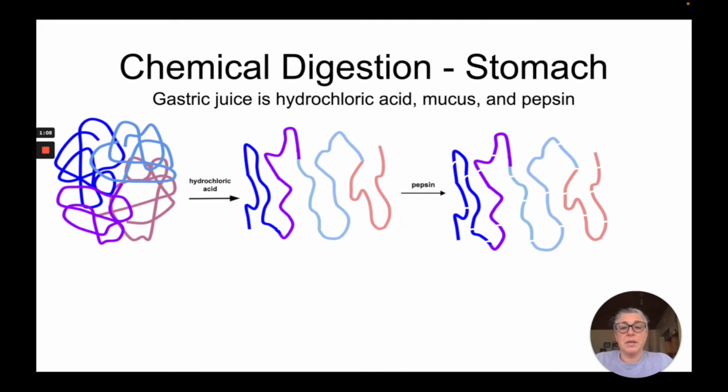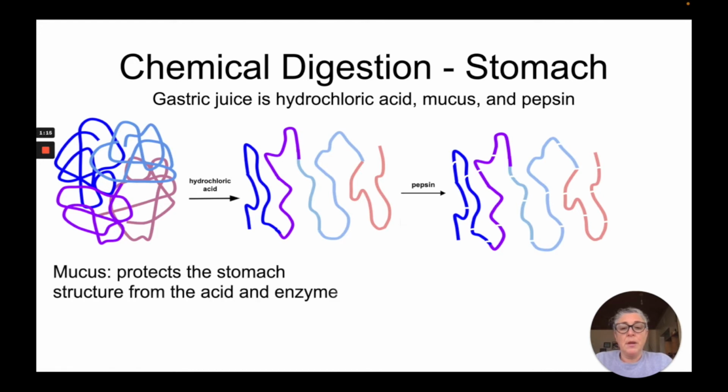Let's remind ourselves that the gastric juice is made up of three components: hydrochloric acid, mucus, and pepsin. Remember, the mucus is going to protect the stomach structure from the acid and the enzyme. And the acid, in the case of chemical digestion, is going to denature the protein of the food. Remember, proteins or polypeptides are folded up chemical structures. We talked about this in the section on biological molecules of protein.